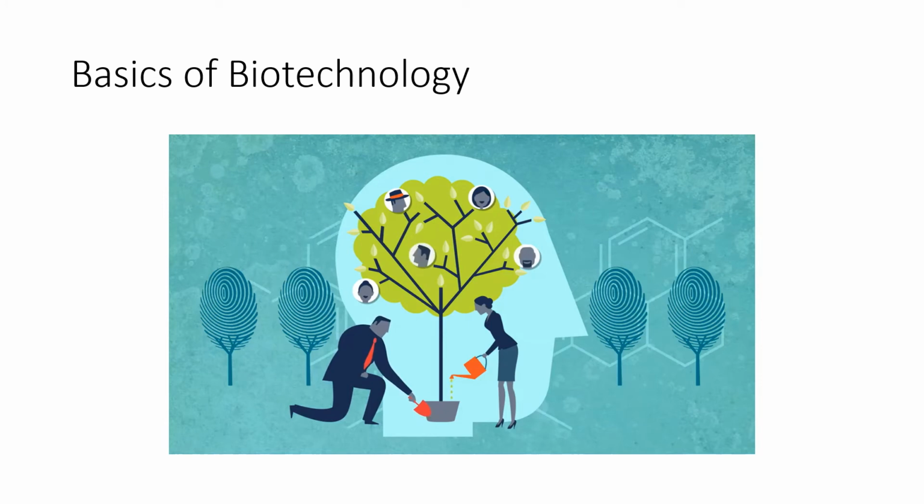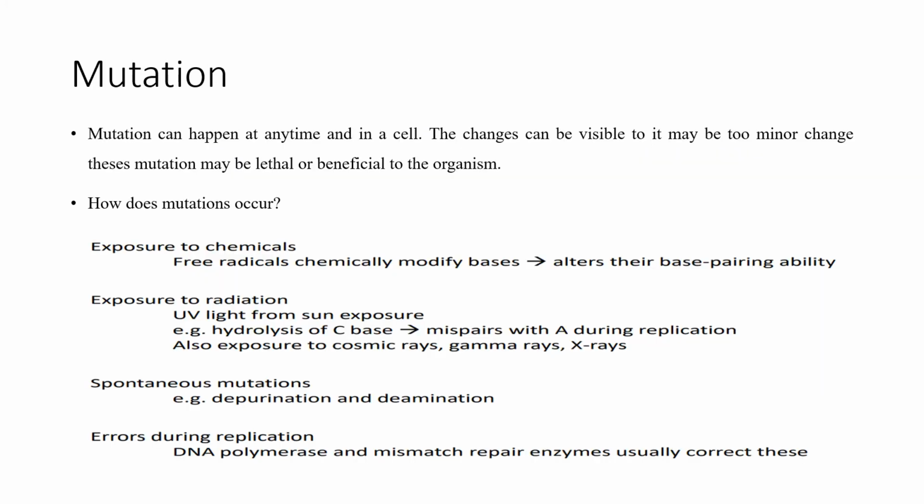In this tutorial, I am going to talk about mutations. What are mutations? Mutations mean any change in the DNA of an organism which is unique and heritable. Mutations can happen anytime and in any cell. The changes can be visible, or it may be a very minor change. These mutations may be lethal or beneficial to the organism.